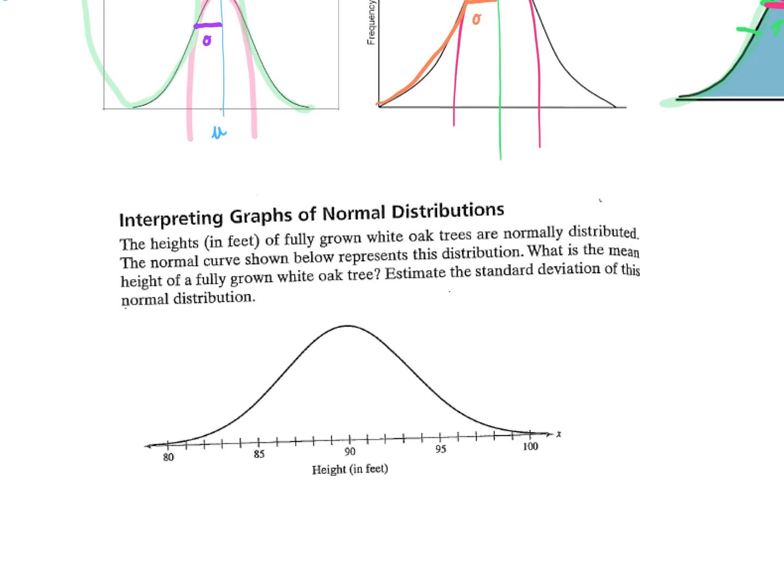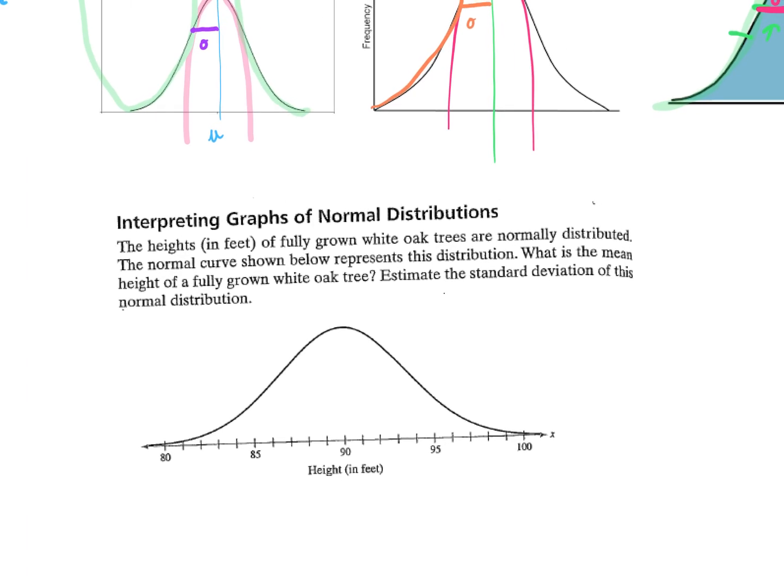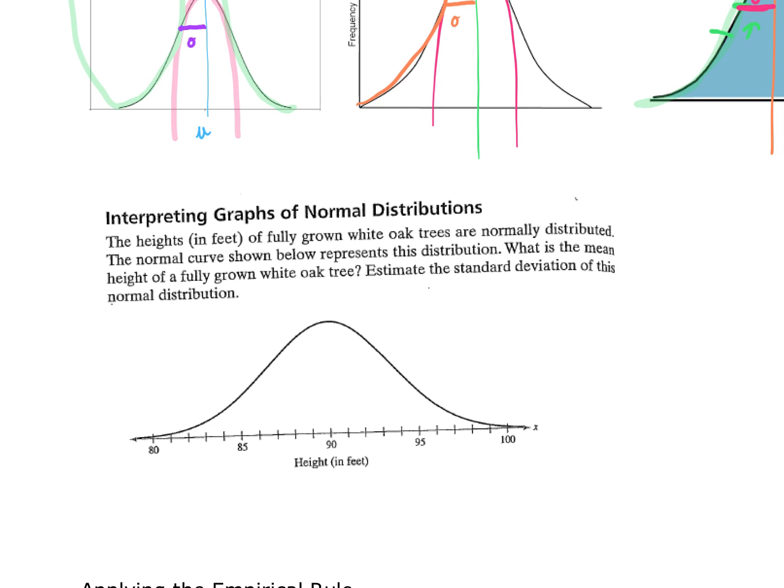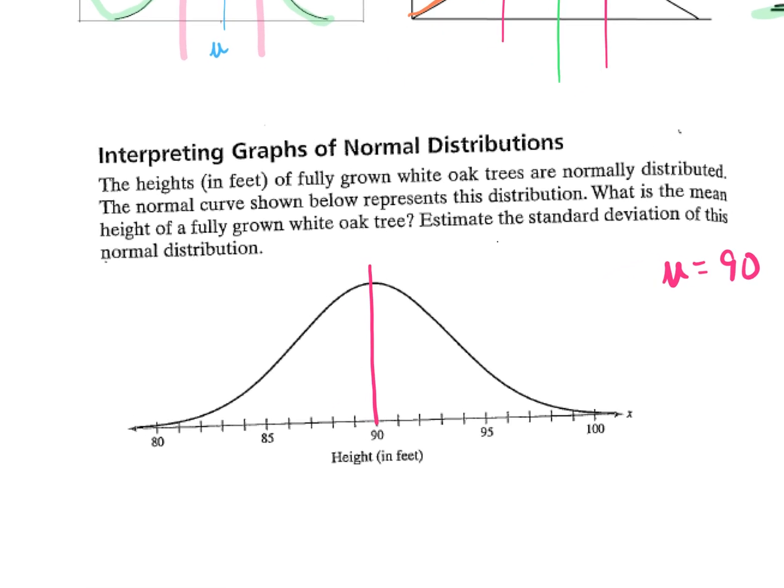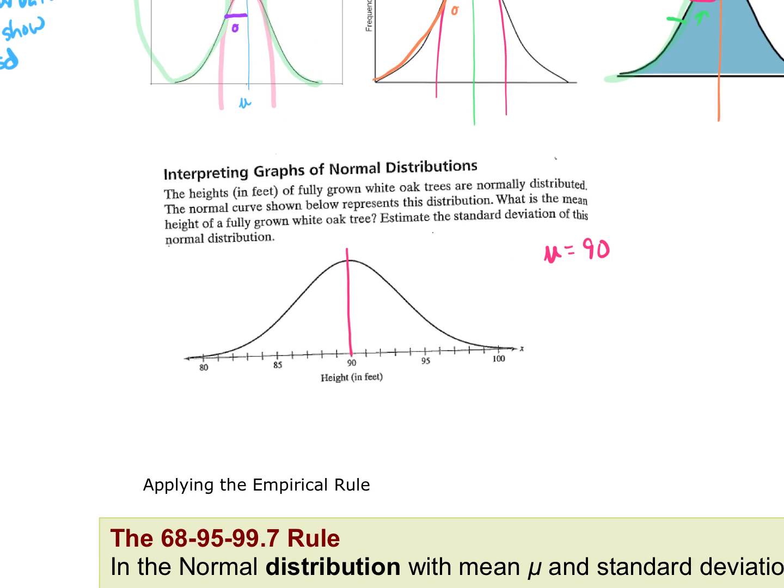So let's take a look at this example here. It says the height of these oak trees is normally distributed. The normal curve shown below represents this distribution. What is the mean? So our mean is right here in the middle. Our mean in this case is 90. And then it says estimate the standard deviation. So we need to do our change of curvature. We're going to draw our parabola pointing down.